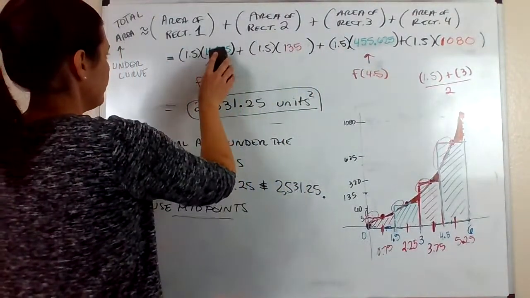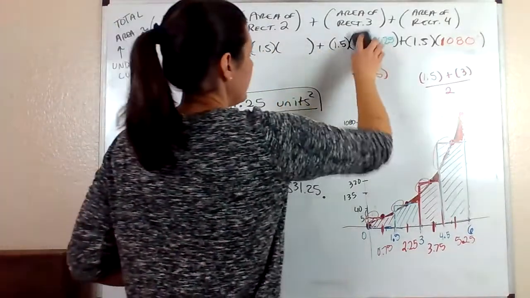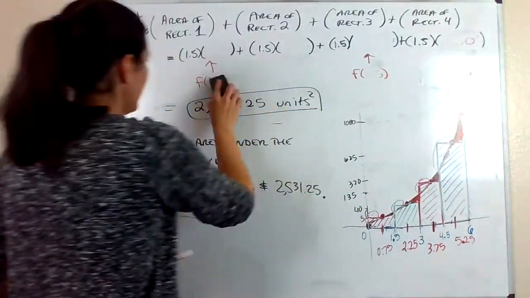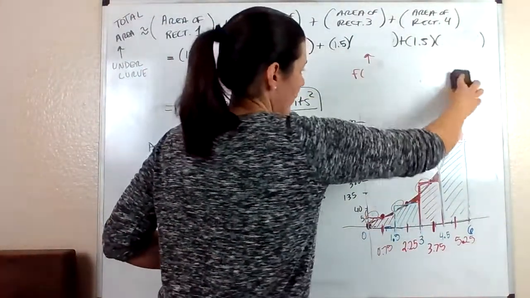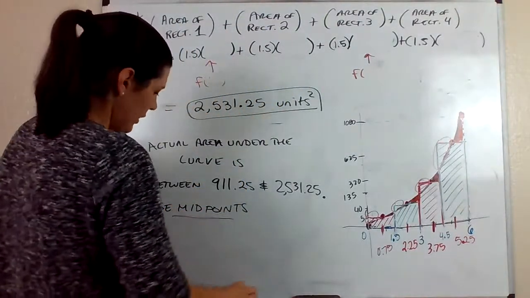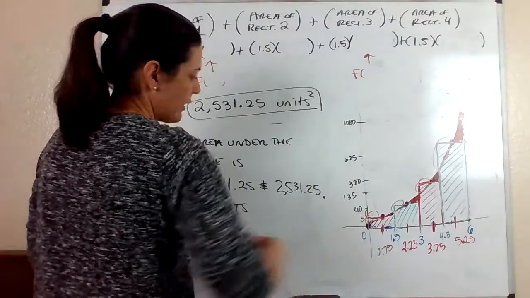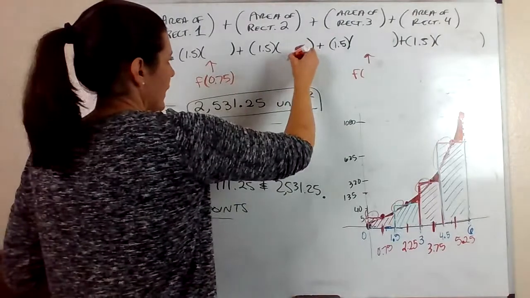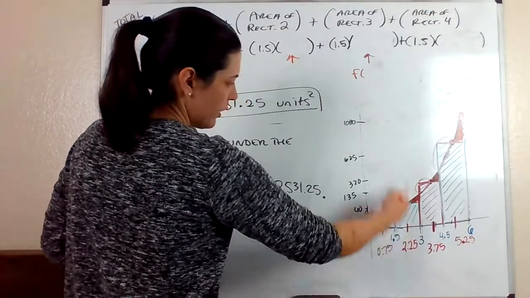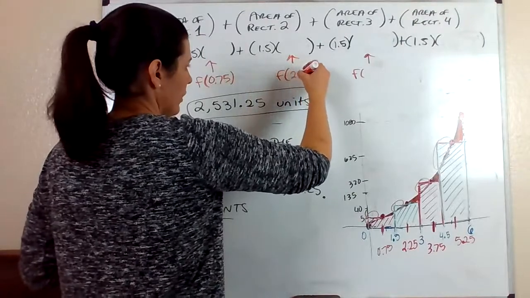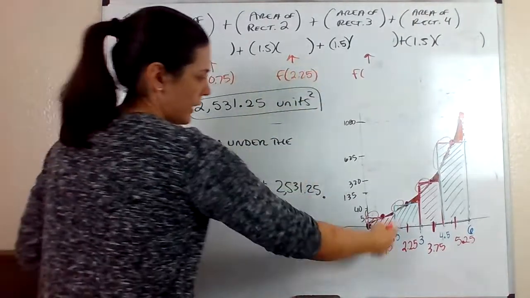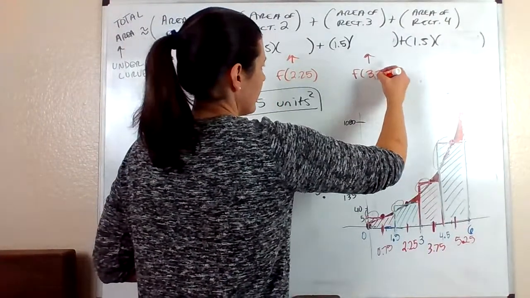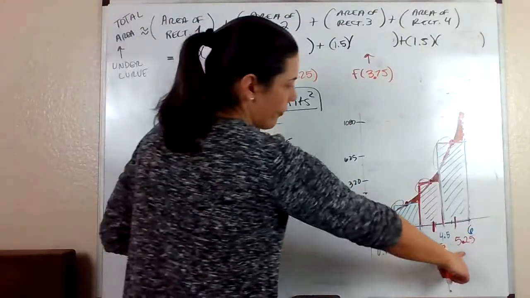So let's do this one real quick. So our widths are all 1.5 again. And on these ones, what we have to end up doing is we have to find the y value for all of them. We never found any of these y values yet. So our first rectangle, the height of the rectangle was when you plug in 0.75. The second rectangle was from plugging in 2.25. The third rectangle height happened at 3.75. And then the fourth rectangle height happened at 5.25.